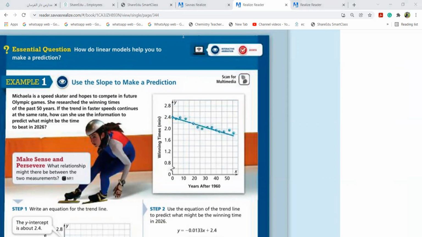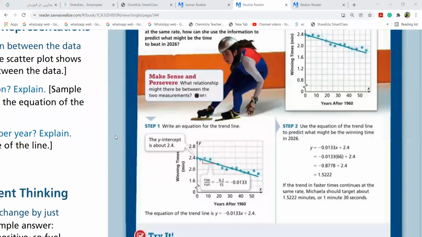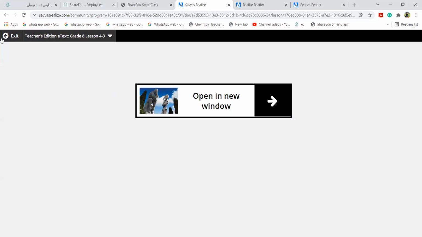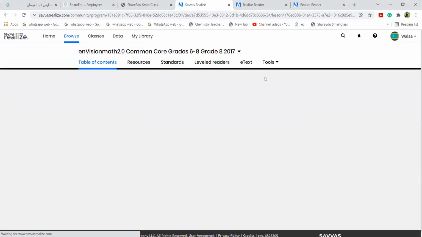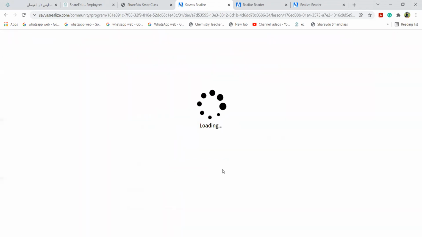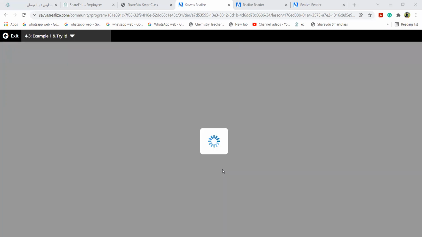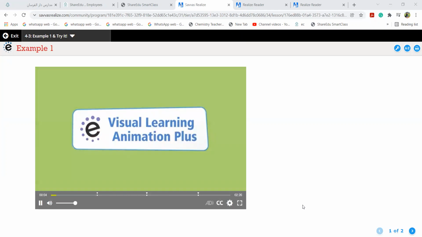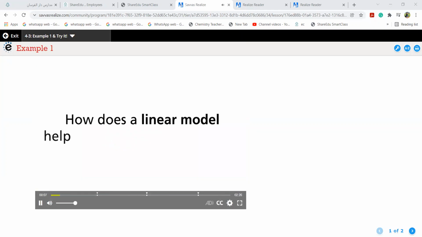You'll see a short video. Please see this short video to understand much better how to find the y-intercept and how to find slope. How does a linear model help you to make a prediction? Think about this question.